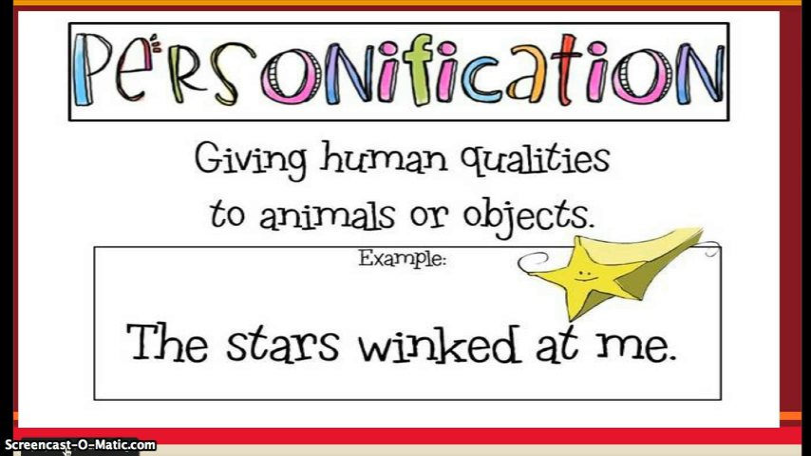Only humans can really do that, but you're giving that quality of a human to a star or to an object because, you know, a star is not an animal that I know of. So you're kind of describing, or you're comparing the star to winking. So that might say something like they're shining brightly, or the stars look like they're winking at me, but you're giving the star a human quality. So make sure you write this down in your notes. Write down the word personification, and then the definition, and then underneath it I want you to write down the example. So you'll have to pause the video.